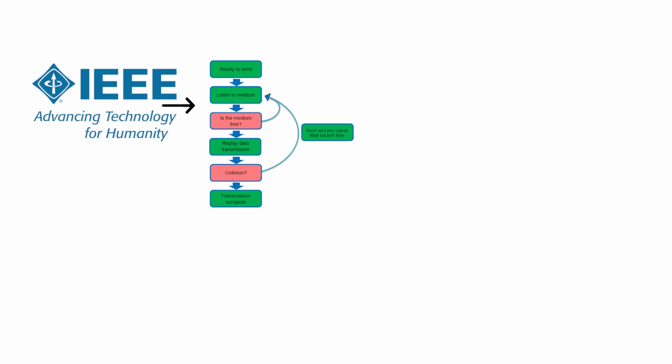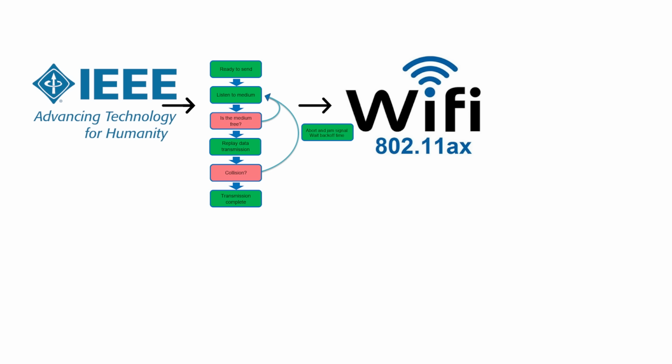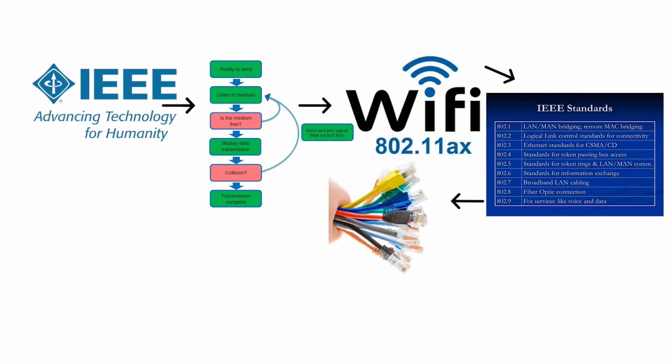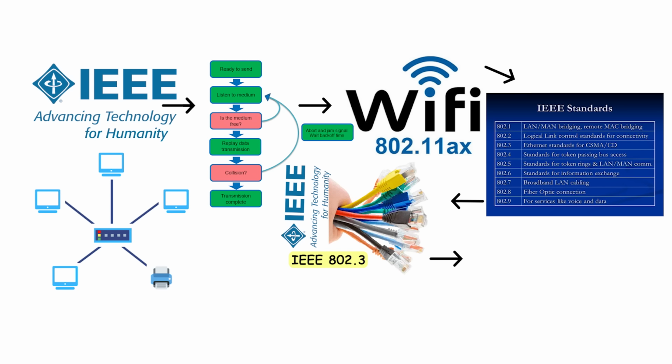The Institute of Electrical and Electronics Engineers, IEEE, handles hardware-level standards. Wi-Fi, officially called 802.11, is an IEEE standard. Ethernet, the wired networking standard, is IEEE 802.3. These specs define how devices physically communicate at the lowest levels.